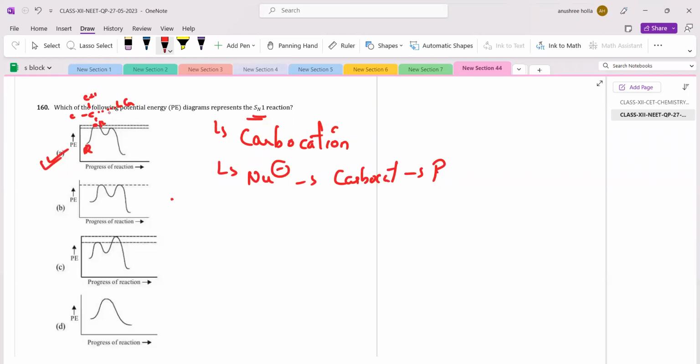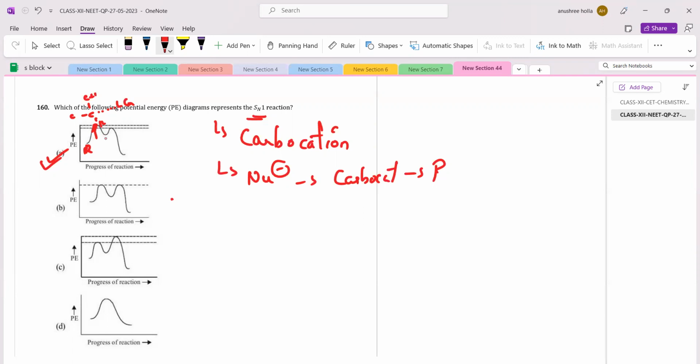Now if you are trying to break this bond and convert it to an electron deficient species, it is not happy, obviously. That's why, to make this happen, you have to supply more energy. That means more energy is needed. The activation energy for this particular reaction is very high. So that's why the potential energy is increasing. At this point, the potential energy is maximum.